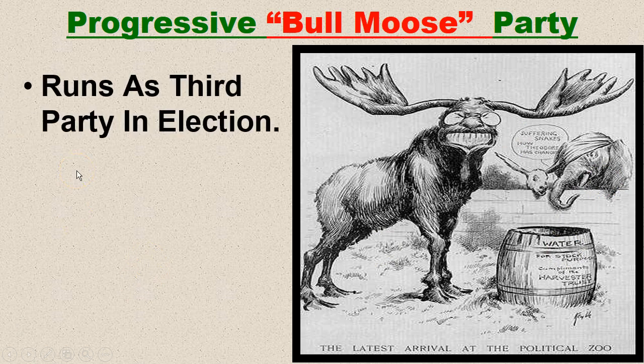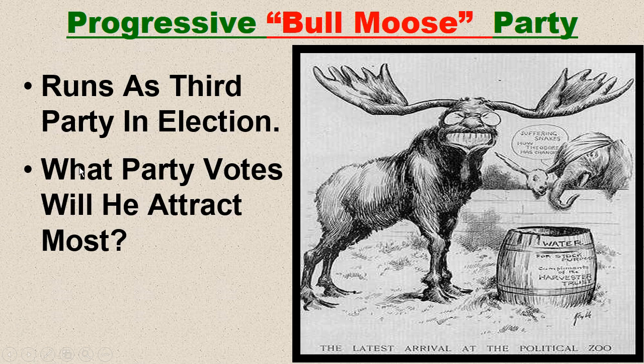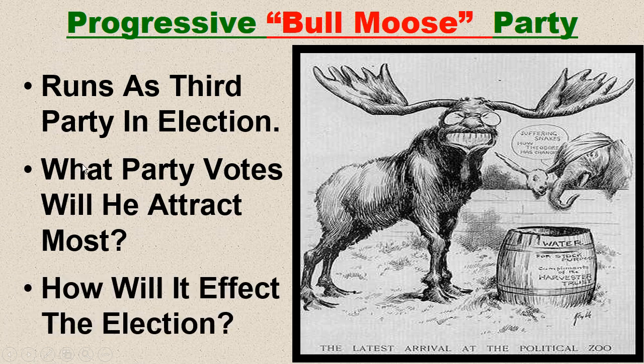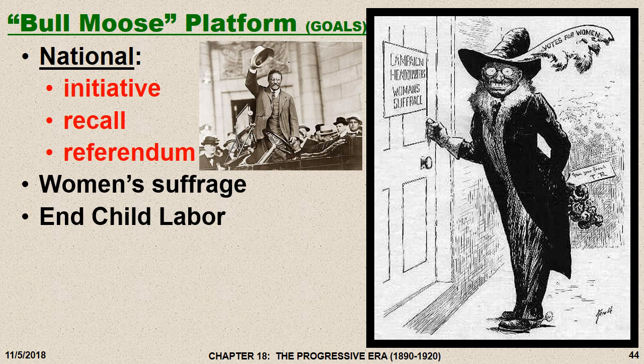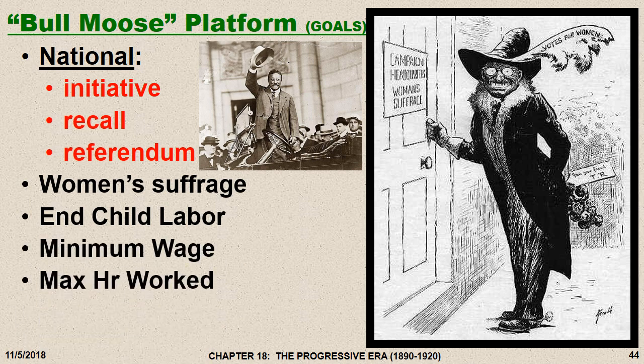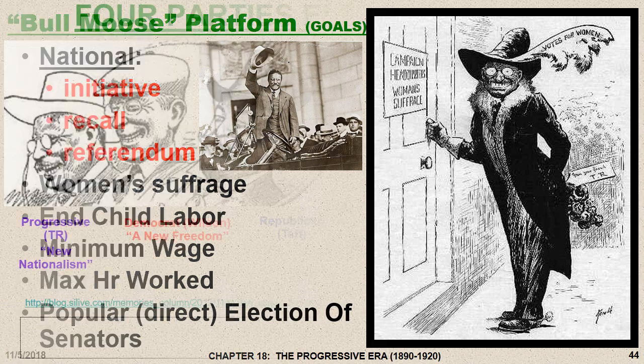What are they going to be about? He's going to run and be a heavy impactor as a third party in this election. He's going to attract votes from the Democratic Party, but he's perhaps also going to attract votes from the Republican Party. Who will he draw from most? Well, we'll see in just a second, but it's important to know that in his New Nationalism program, he promoted the initiative, recall, and referendum. Know those definitions, very important. These are a big deal in the local and state levels, and he's proposing these on the national level. Women's suffrage, which he wasn't for before, end child labor, minimum wage, maximum hours worked, popular election of senators, all of that.